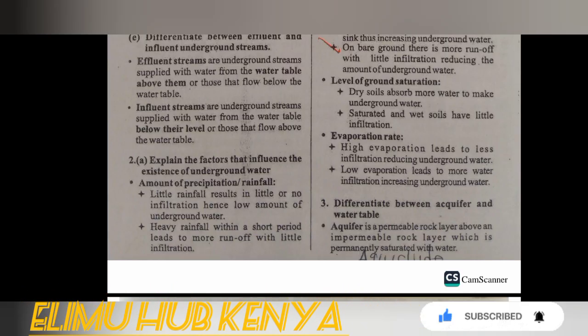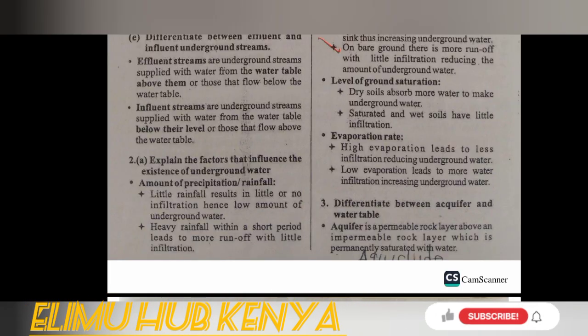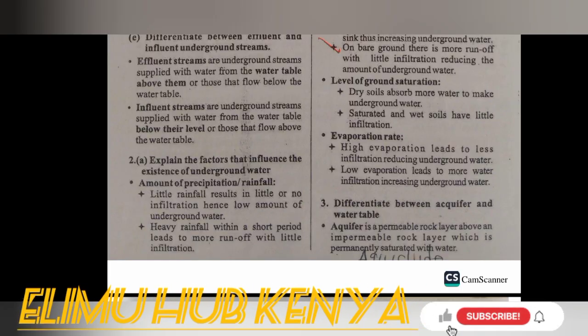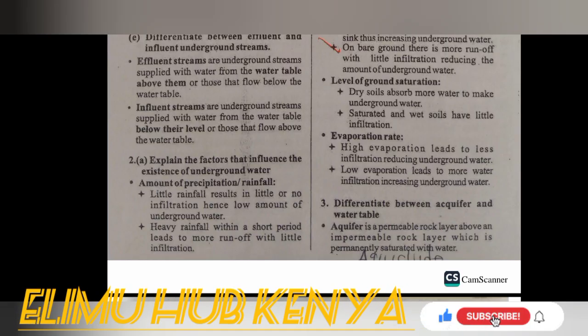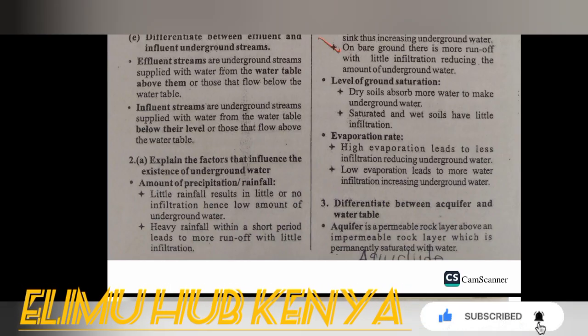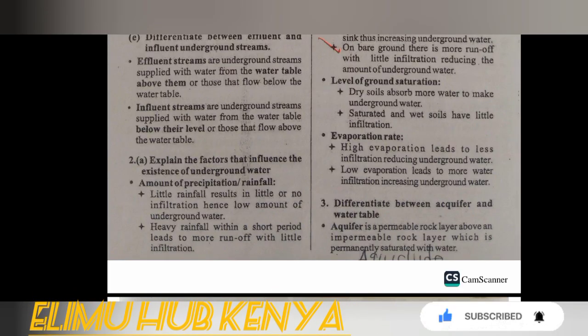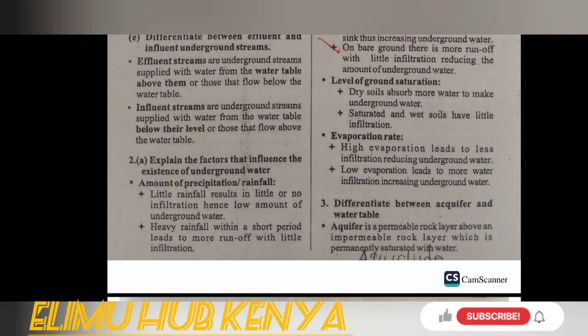Having talked about those fundamental factors, we are also going to look at what we call an aquifer. An aquifer is a rock which cannot be penetrated by water. In other words, an aquifer is another term that we use to refer to an impermeable rock. So an aquifer is that rock which cannot be penetrated by water, what we call an impermeable rock.